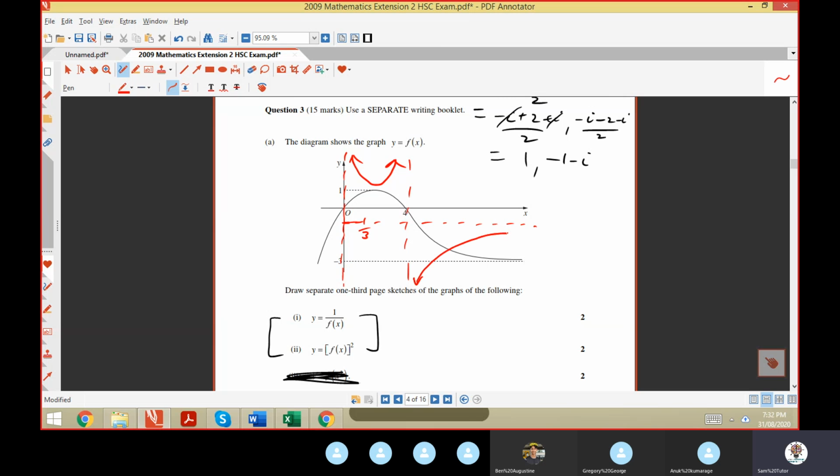So your answer will look like this. Does that make sense? Yeah. And then this one's just very easy. There. So the important one with that was the asymptote at negative a third.